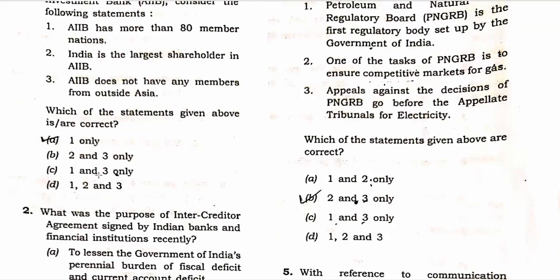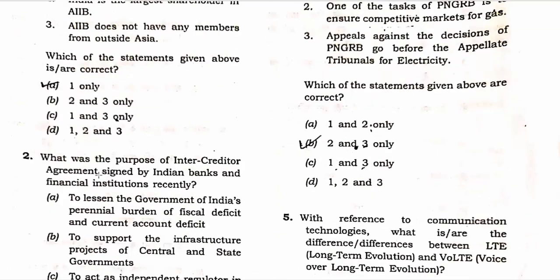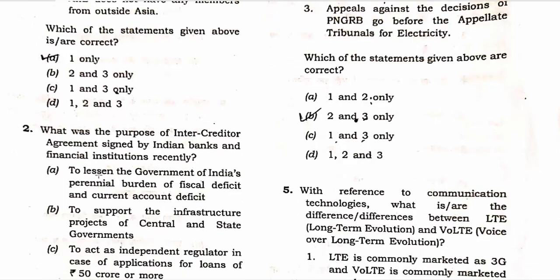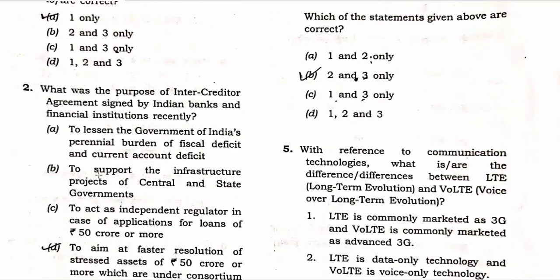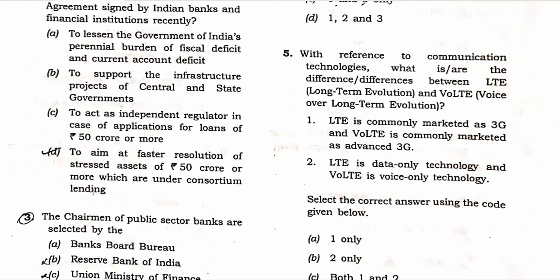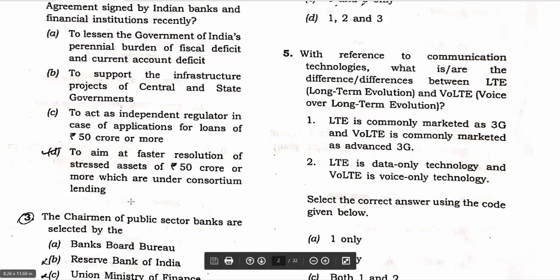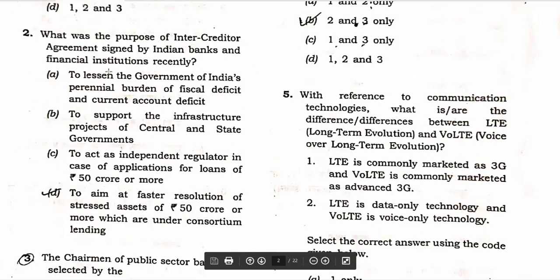And for the second question, what was the purpose of the inter-creditor agreement signed by the Indian banks and the financial institutions recently? So if you see, this is a trend of your current affairs questions. So in this particular current affair, it is an inter-creditor agreement. The correct answer here would be option D, because it is to aim at the faster resolution of stressed assets of 50 crore or more which are under consortium lending, because the creditor agreement is all about the NPAs, that is non-performing assets.